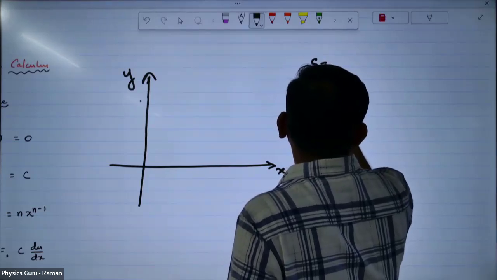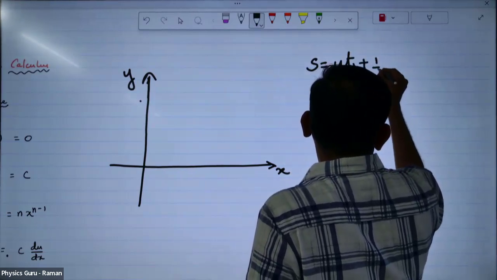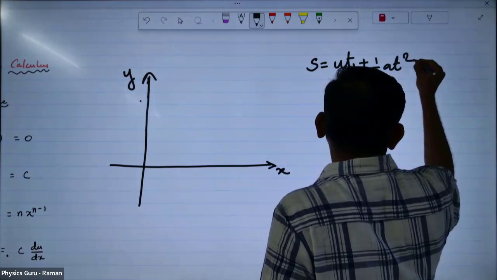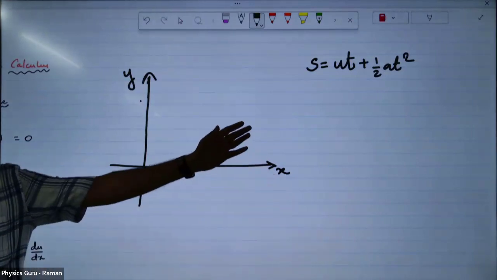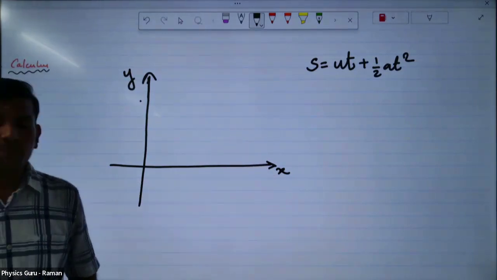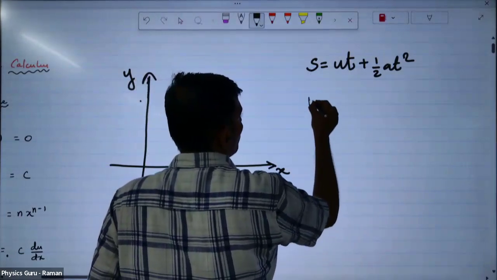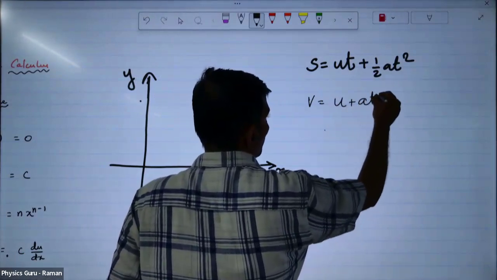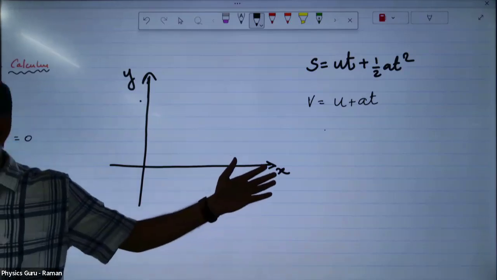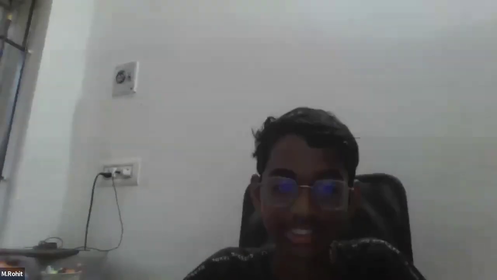The displacement s is equal to ut plus half at squared. I hope you remember this equation. Am I right? Let's take another equation: v equals u plus at. In grade 9, you must have learned this equation. Am I right? In these equations, what does u mean?